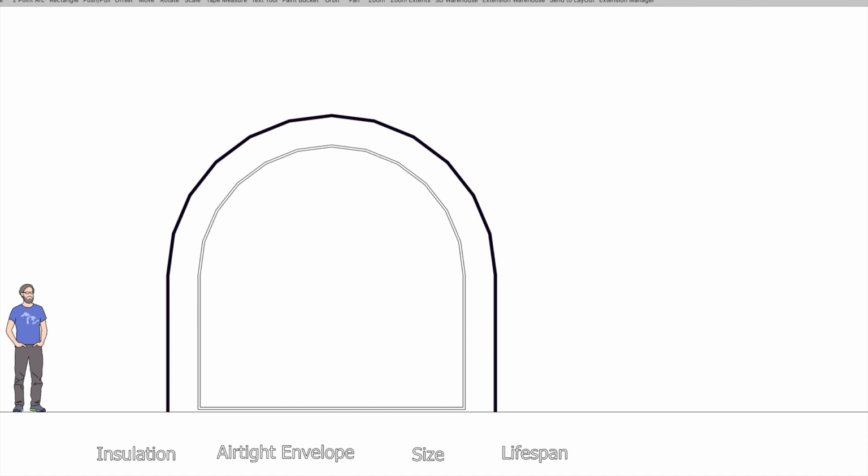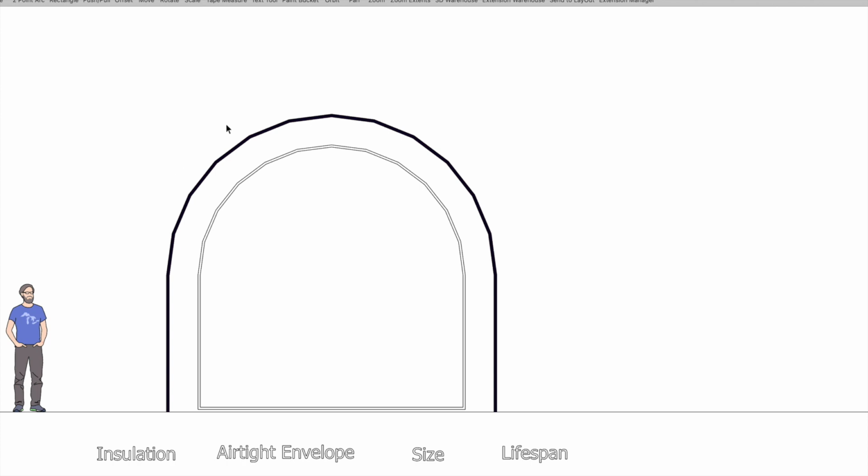Okay, in this video, we're going to take a look at four basic principles that we use to build super efficient housing. You'll find that most houses won't include all of these principles, but if a house doesn't include all four of these principles, it won't be super efficient.